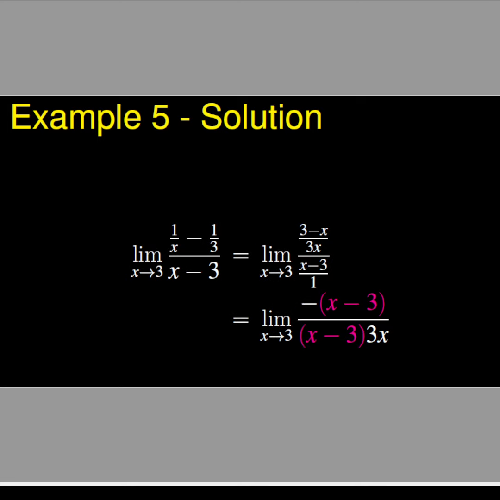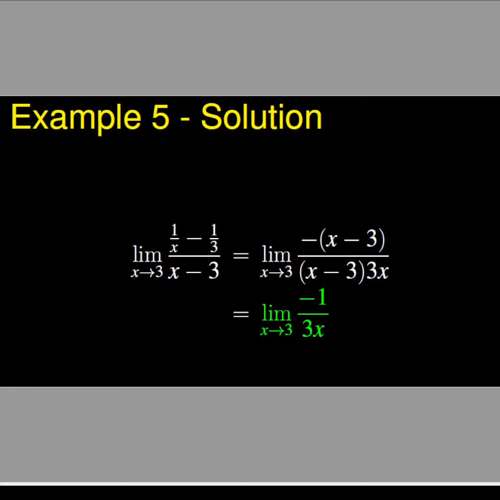We rearrange the numerator, and it turns out that x minus 3 is the common factor of both the numerator and denominator. Then, we simplify x minus 3 and obtain negative 1 divided by 3x. This new expression does not have the term that was causing the 0 over 0.